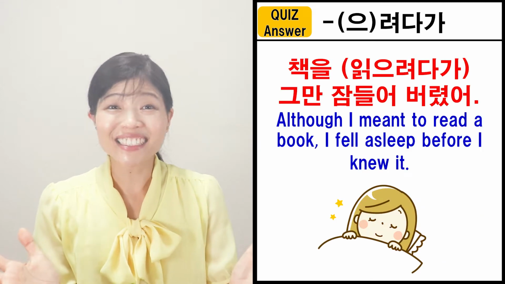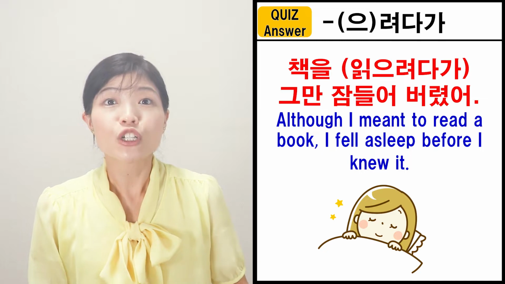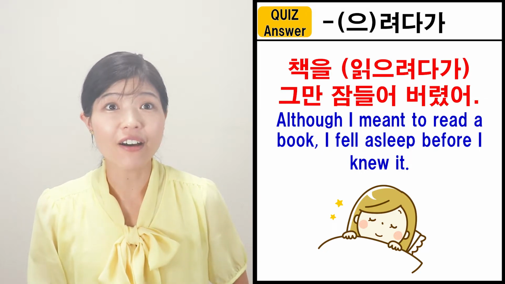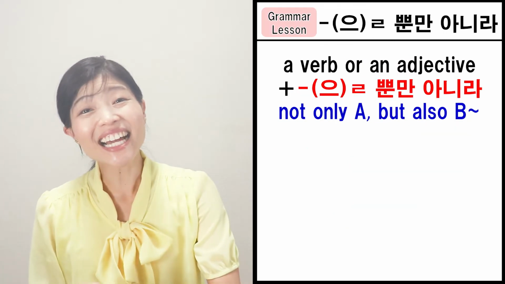Now, let's read the sentence together clearly. 책을 읽으려다가 그만 잠들어 버렸어. Please read this part at least 3 times. Let's move on to the second grammar.